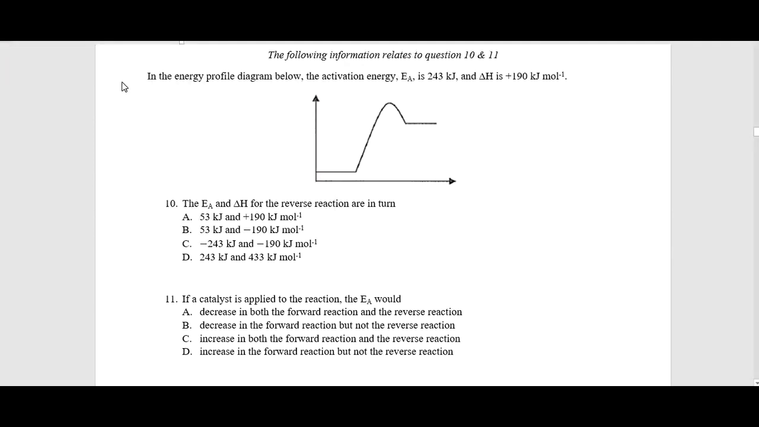In the energy profile diagram below, the activation energy is 243 kilojoules. So activation energy is the energy required to break the bonds in the reactants, and it's always entertaining to watch me try to draw a straight line using this writing pad, which does not work out too well. But anyway, the activation energy is 243 kilojoules per mole.